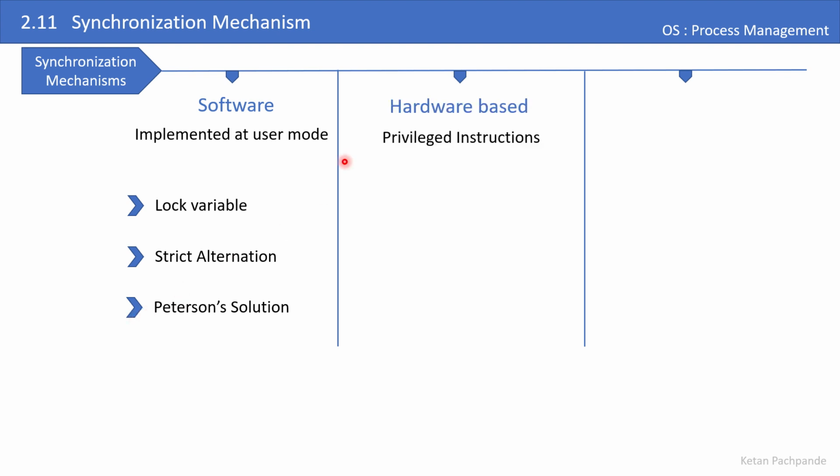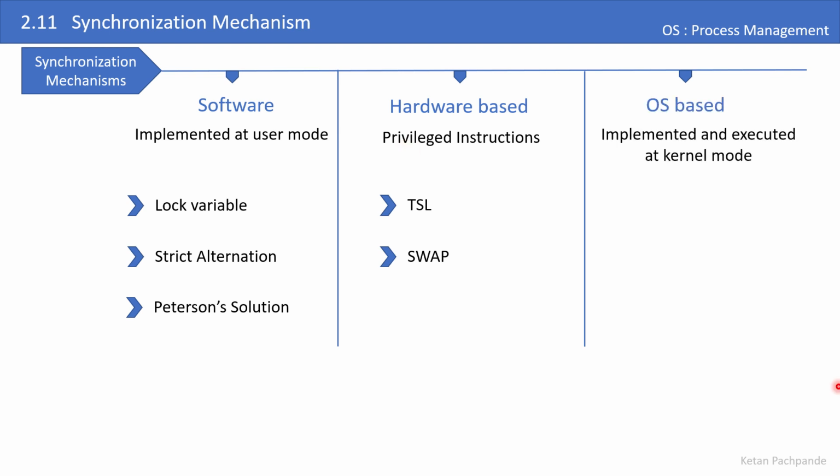The second category is hardware-based solutions. To implement these solutions, we have to make sure that the CPU provides some privileged instructions. For example, there are two privileged instructions. One is called test and set lock, or TSL, and the other is the swap instruction, which swaps the values of two variables. Until these instructions are supported by the CPU, that is the hardware, these mechanisms cannot be implemented. So these are the hardware-based mechanisms.